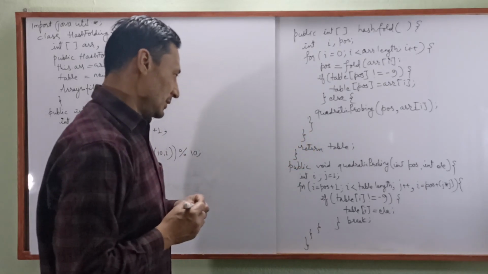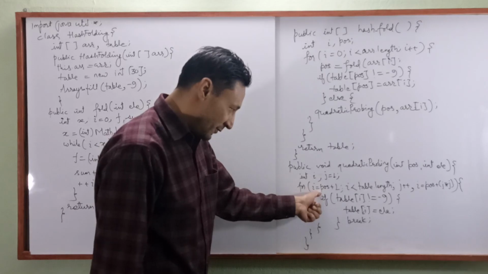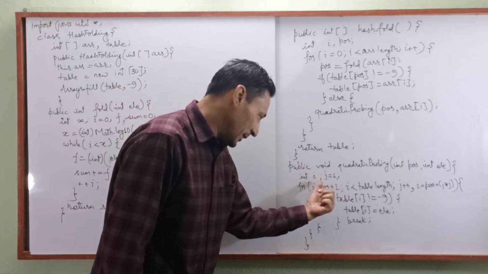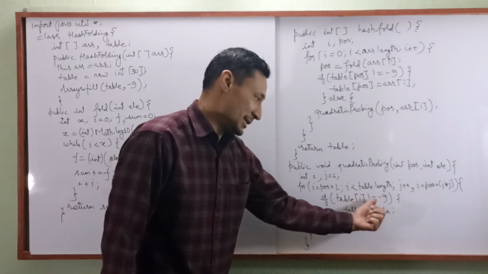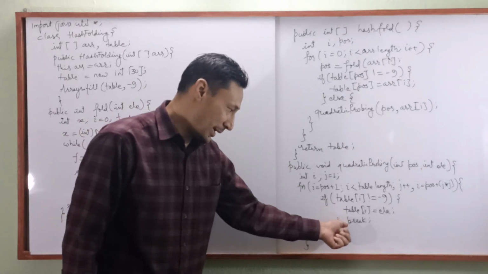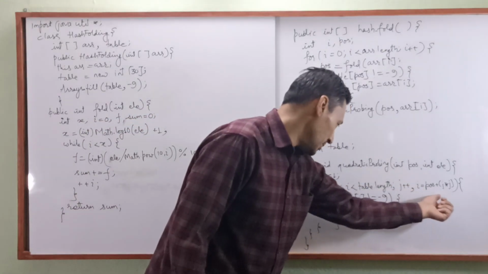Now what is happening here is, let's suppose the value of position is 5 and a collision occurred. Now this I will become 5 plus 1, 6. We will check within the table if the 6th position is empty, then we'll assign this value, and we'll break the loop. If the 6th position is not empty, then this will be executed.